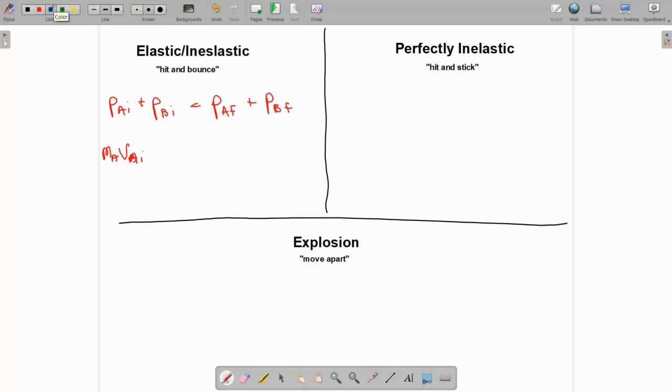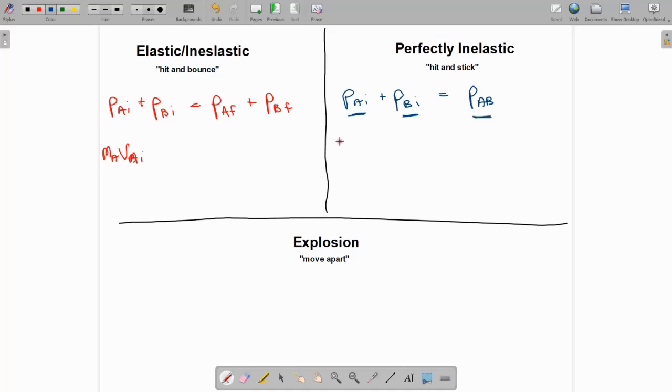Now, for a perfectly inelastic collision where they hit and stick, you've got the initial momentum of A plus the initial momentum of B. I know it's kind of hard to tell, but these are supposed to be lowercase p's. Now, since they hit and stick, the way I'm going to write this is the momentum of A and B together. So in this situation, the two objects start apart, so the momentum of A initial and the momentum of B initial, and then they come together and stick and move as one object or stop as one object, and that's why I've written them together like this.